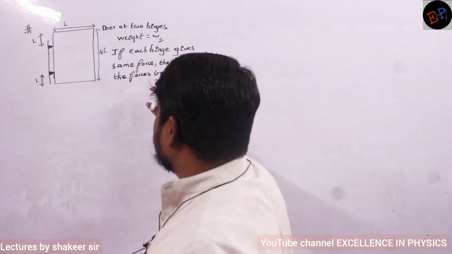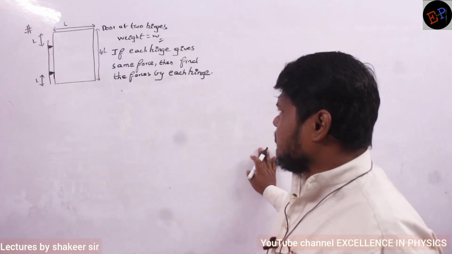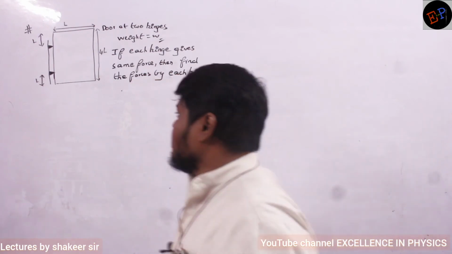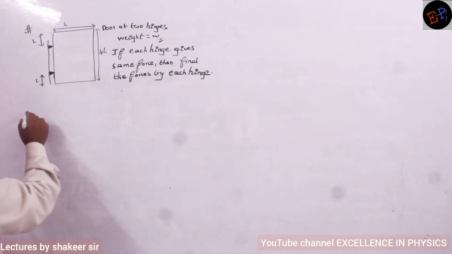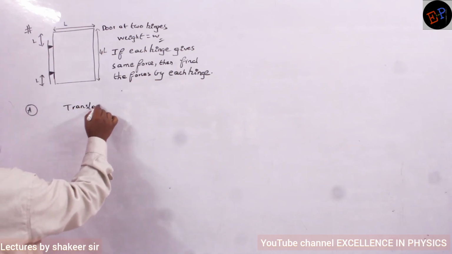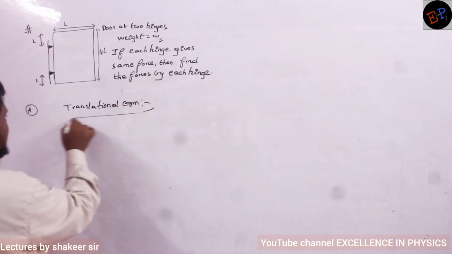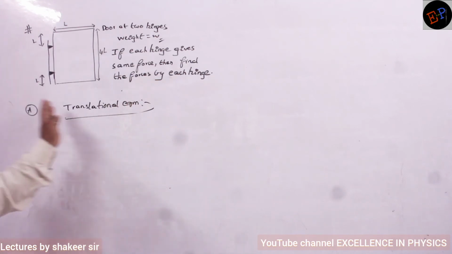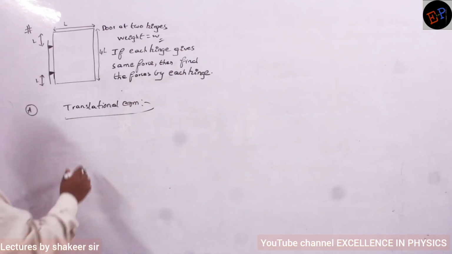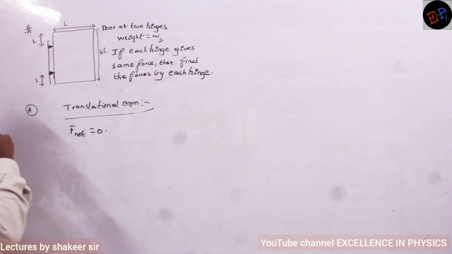Then what he is asking is, if each hinge gives equal force, find the forces by each of the hinges. That is the question. Now let us see. This door is definitely in translational equilibrium, no? The door is not moving, it will be at the same position. So I can say the net force acting on this door should be 0.